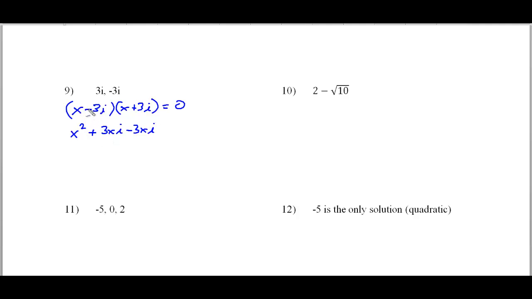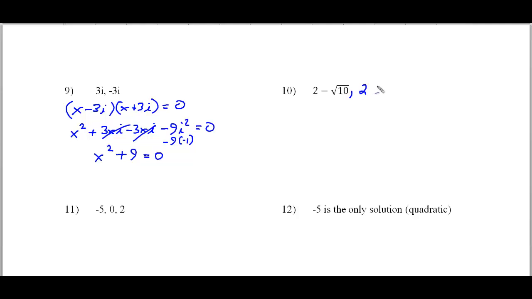But look at this. We've got negative 3 times positive 3, so this is negative 9i squared equals 0, because i times i is i squared. These two simplify out, so x squared is positive 9, because this is going to be negative 9 times negative 1, and then that's going to be equal to 0. And there's my quadratic.